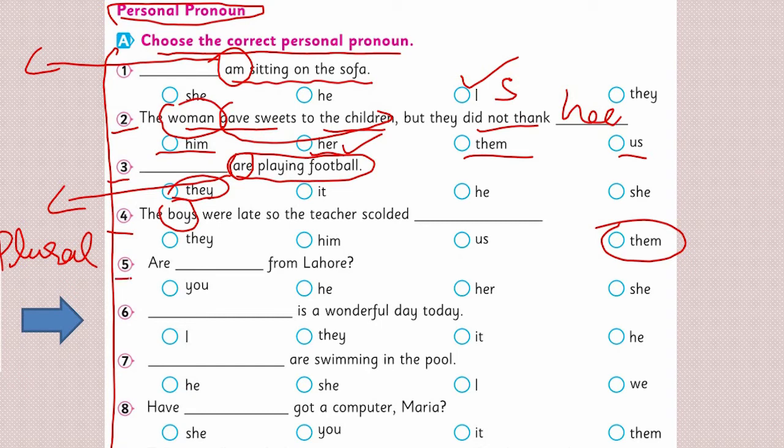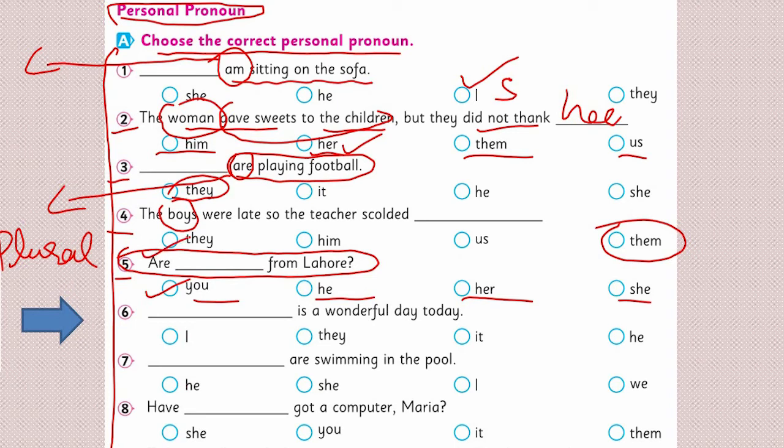Look at the fifth one. Are from Lahore. Now this question is in question form. What will be the right answer? Yes, you, he, her, or she. Yes, you. Are you from Lahore? Because in this sentence it is directly asking, are you from Lahore? And with you, we always add are here. And for he and she, we always use is. If we ask a question, is this boy from Lahore? Is she from Lahore? Like this.